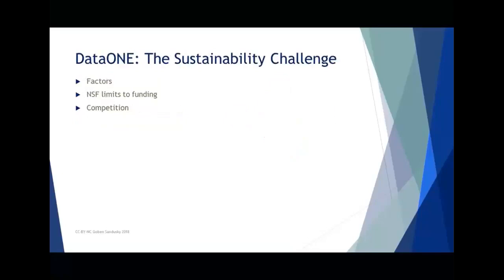So the long-term sustainability of DataOne is a major focus within the project now, and there are a bunch of factors to consider. First, NSF won't pay to sustain infrastructure for the long run, so DataOne needs to develop and maintain a diverse set of consistent funding streams. And this is also a challenge that many of the other US-based member repositories are facing, these kind of time limits to NSF funding.